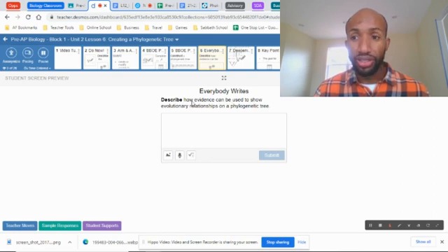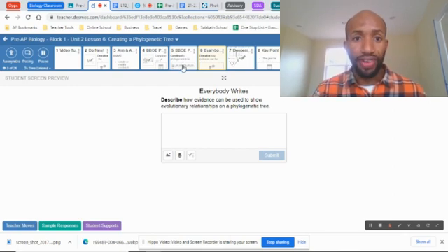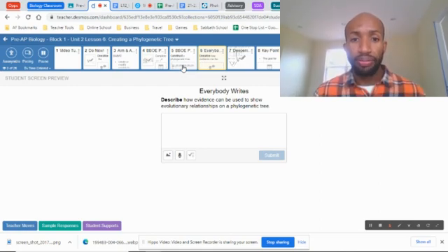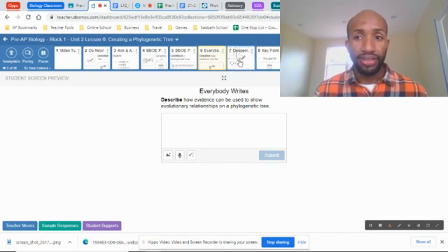For everybody writes, you're going to use some of your evidence that you found so far from the do now, building a body of evidence part 1 and 2, to describe how evidence can be used to show evolutionary relationships on a phylogenetic tree. You're going to speak about what you just did, how we were able to find the different parts of the tree, how you knew which one was which. Okay, I need to have at least 3 sentences here for everybody writes.